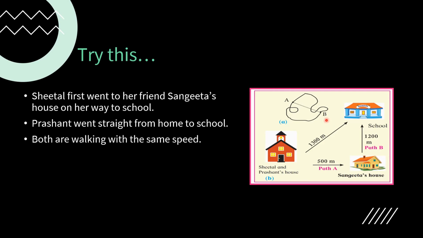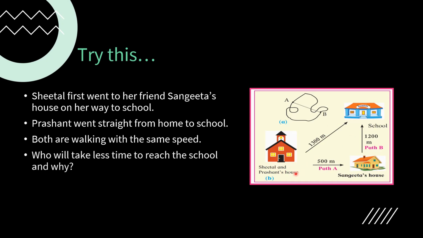Imagine both of them are walking at the same speed. Who will take less time to reach the school? Obviously, Prashant will take less time to reach the school because it is the displacement, that is the minimum distance between the home and school, which is 1300 meters.